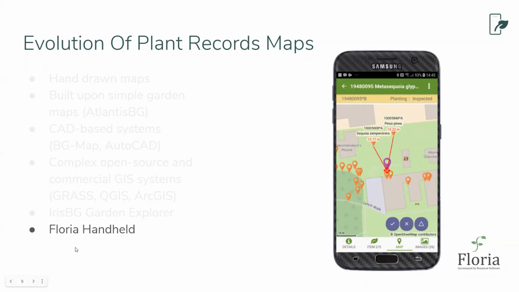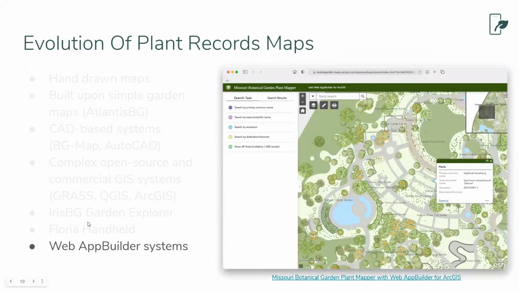And finally, we're just going to have a quick look at this web app builder system. So this is a system that is integrated with ArcGIS that the Missouri Botanical Garden plant mapper uses. And essentially it's a little bit more complex base map with different shapes for different plants superimposed with points on there. So you can see there's quite a range of tools available to different gardens with different expertise levels.